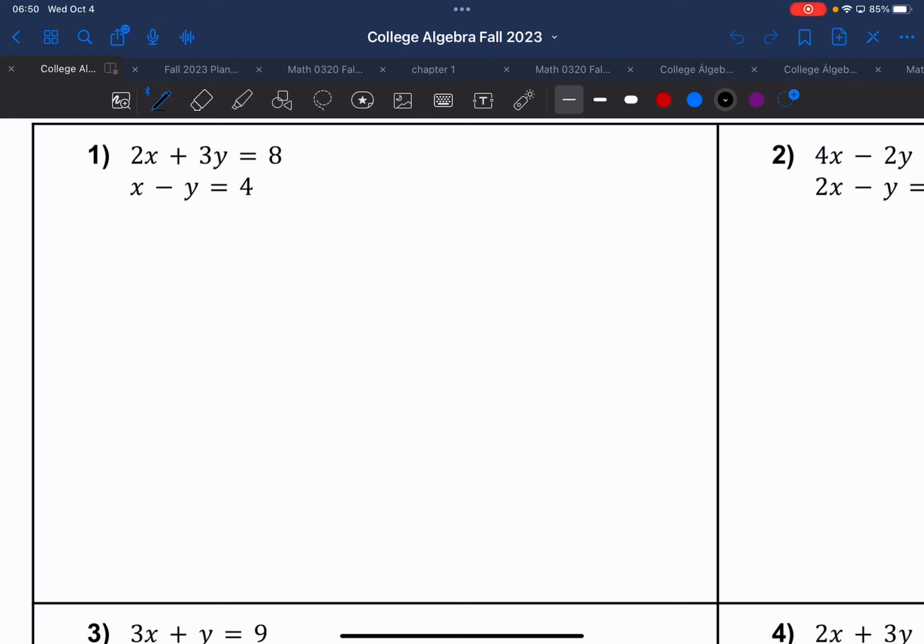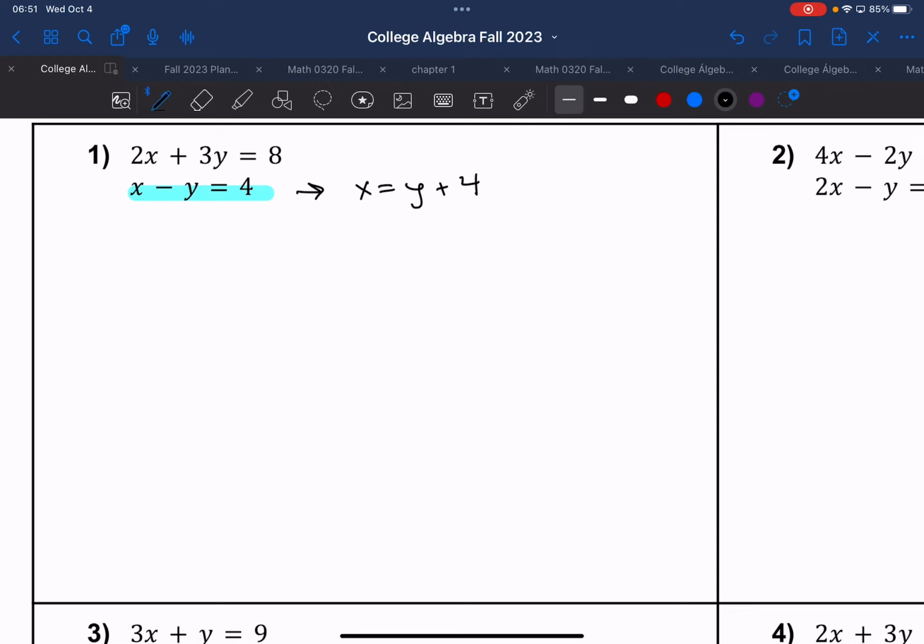So I'm going to go ahead in that bottom equation and add y over, so I have an equation in terms of x. If I do that, I have x is equal to y plus 4. All I did was move the y over to the other side. Why did you say you did that? I'm sorry, I was writing it down.